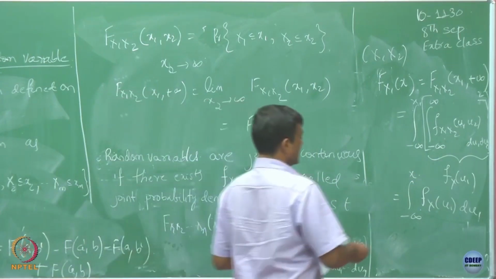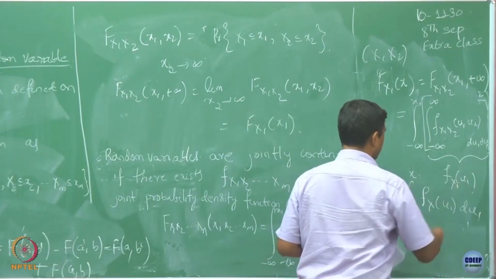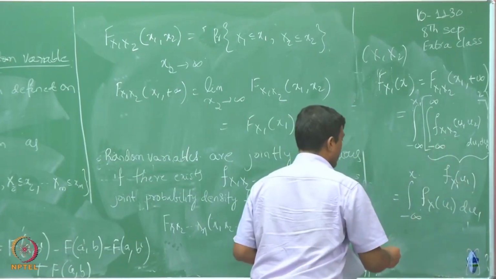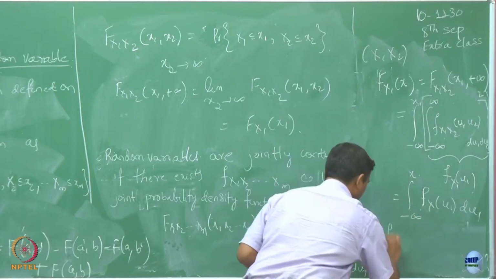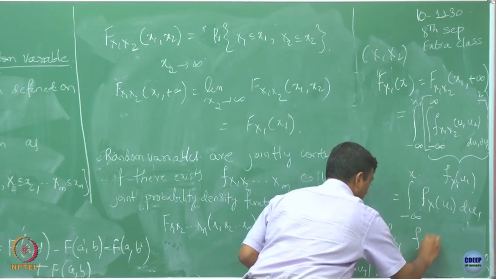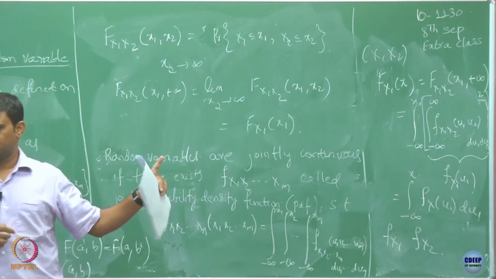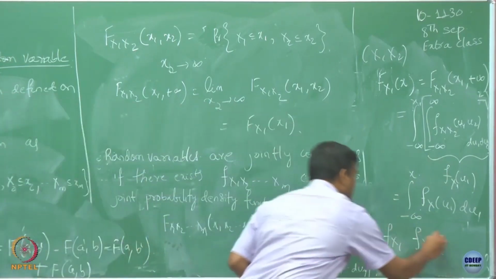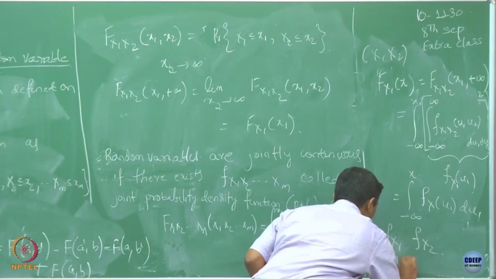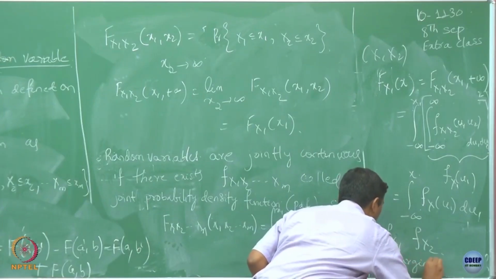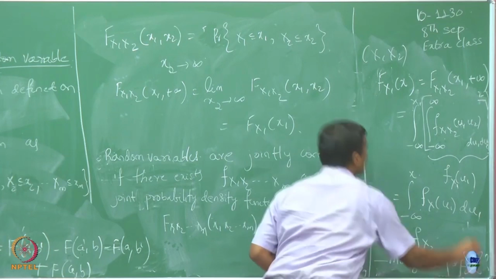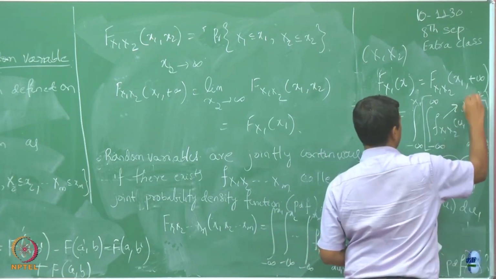This was the joint PDF, and this is a marginal PDF. So this is now f of x1. Similarly, you can recover f of x2 also. Both you can recover from f of x1, x2, and these are called marginal PDFs. And this one is called the joint PDF.